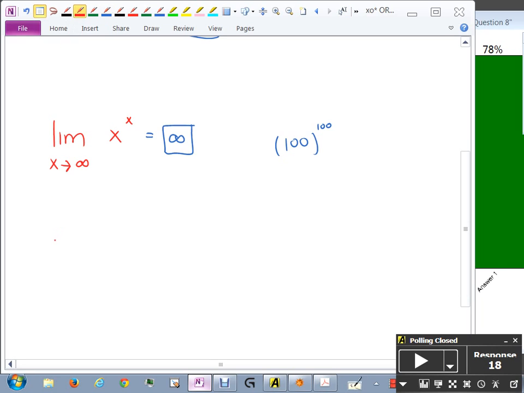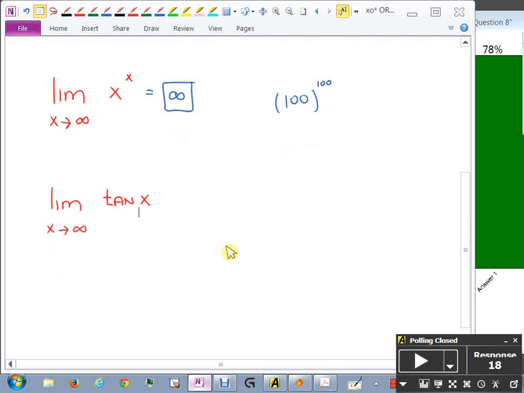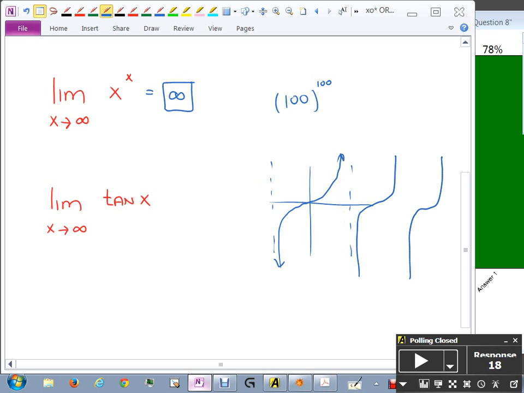How about the limit as x goes to infinity of tangent of 10x. What's that doing? What does tangent look like? It's got these asymptotes, right? Remember this thing? Those asymptotes were at pi over 2 and negative pi over 2. But then didn't it keep repeating itself? So you'd have another one of these, then another one of these.